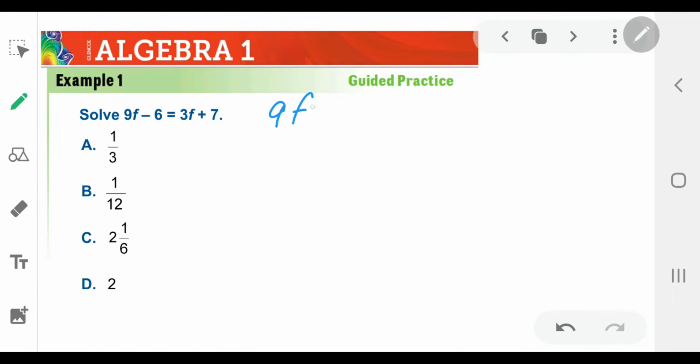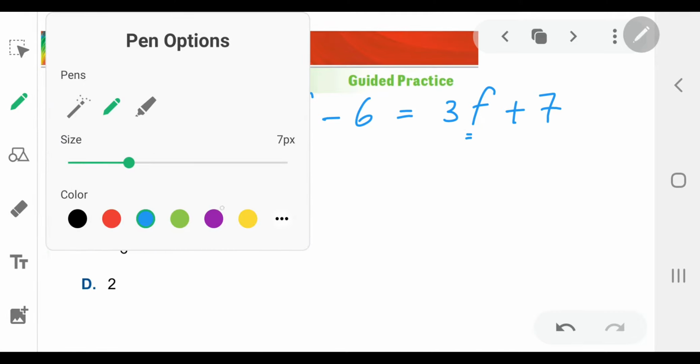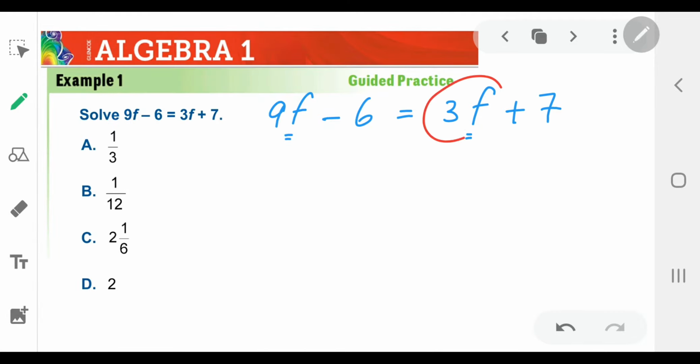We have 9F minus 6 equals 3F plus 7. I have two F's here, one on the left-hand side and the other on the right-hand side. As I told you, the golden tip: always drag the smaller coefficient to the larger coefficient. I have 3F here, so I would drag the 3F to the left-hand side.